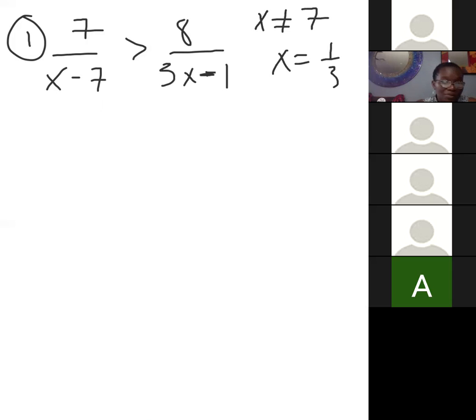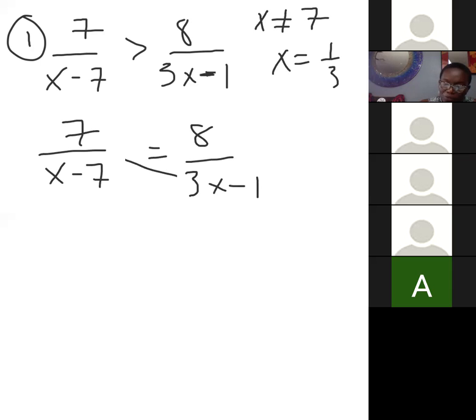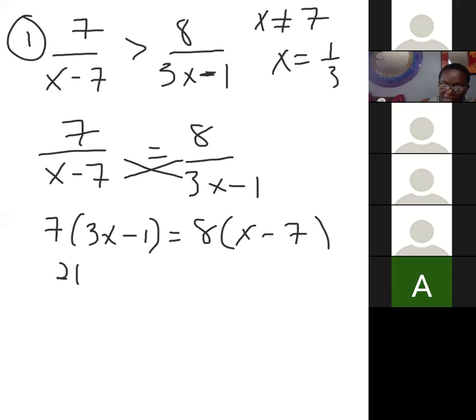Okay, so guys, we have our restricted values. Now we're going to solve this. The appropriate way to solve this is to actually move everything, isolate everything to the right, and then solve the problem. But just to expedite the process, we can do this. 7 over x minus 7 is equal to 8 over 3x minus 1. And this works. So we cross multiply: 7 times 3x minus 1 is equal to 8 times x minus 7. And then we're going to go ahead and solve this out.